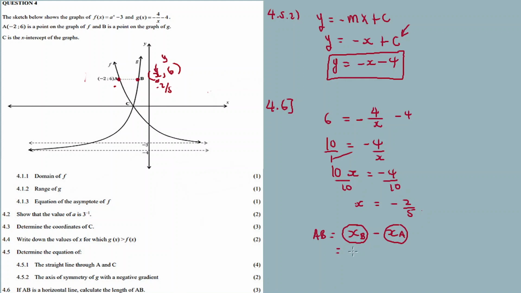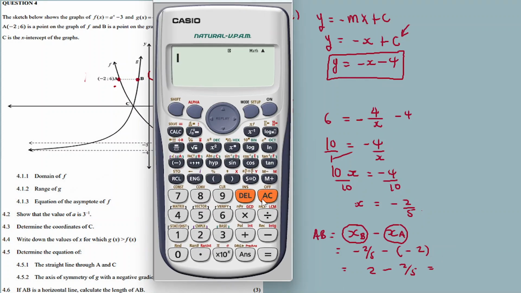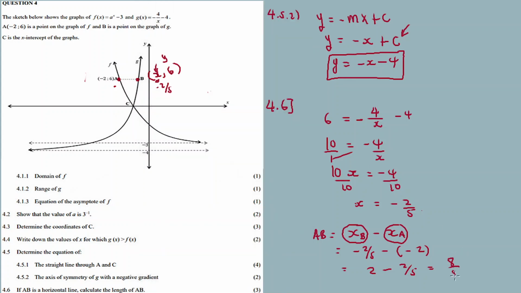xb is the bigger one than xa, so you subtract. So xb, which is negative 2 over 5, minus 2. Here it's positive, so you have 2 minus 2 over 5. This is equal to 8 over 5 units.